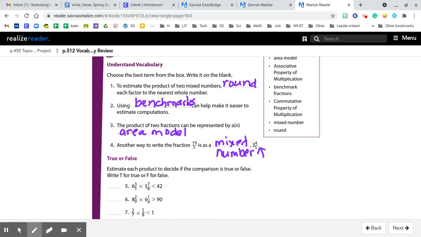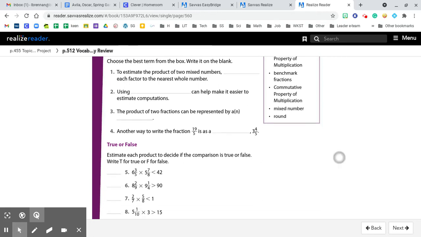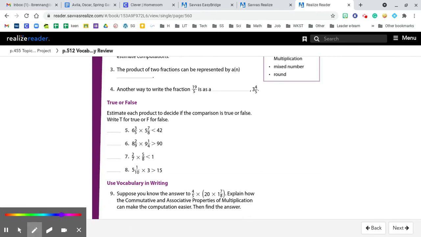Estimate each product to decide if the comparison is true or false. Let me move down a little bit here. So we've got a whole number. We'll round 6 3/5 up to 7 times 5 is 35, so that is less than 42. 8 2/9 rounds to 8 times 9 is 72, and that is false. That is not greater than 90.